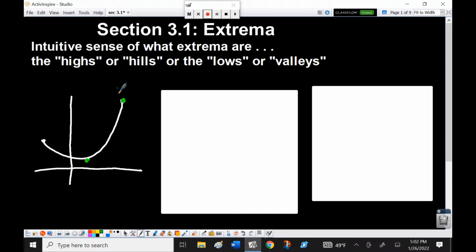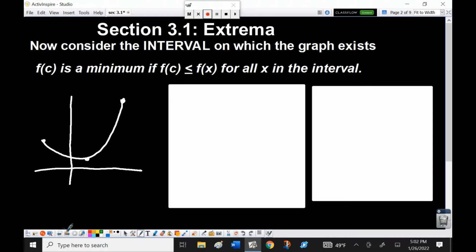Let's look at it from a different perspective, the calculus perspective. We have to consider the interval on which the graph exists. For instance, f of c, which is a y value at c, is a minimum if f of c is less than or equal to f of x for all x in that interval. What does that mean? It means if I have some c value here, this y value, f at c, if it is the smallest value on this function, then it is called the minimum value. Okay?